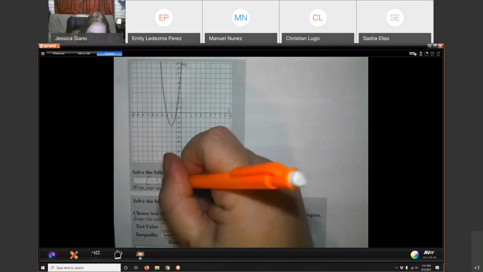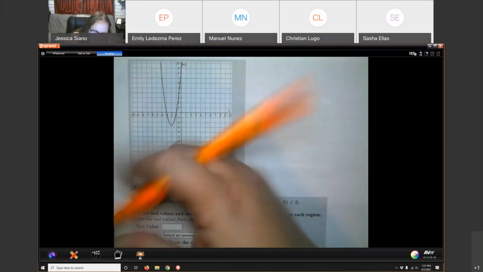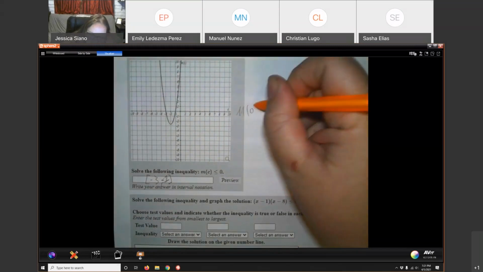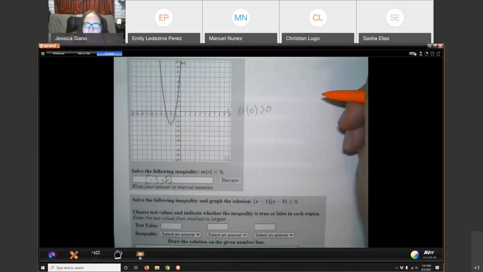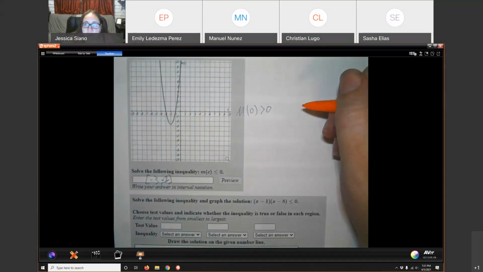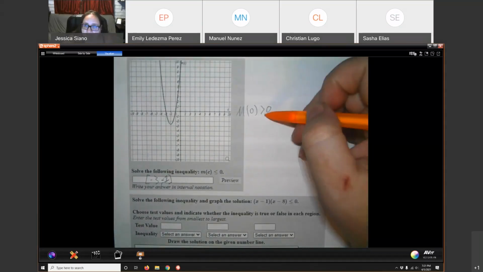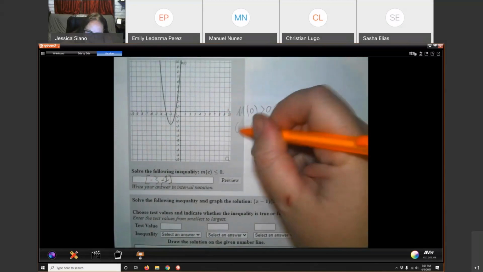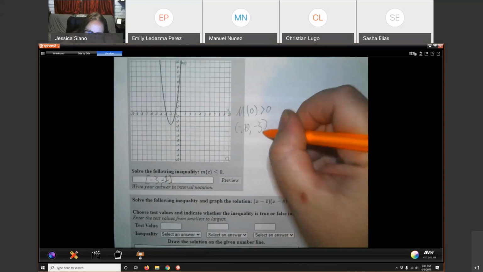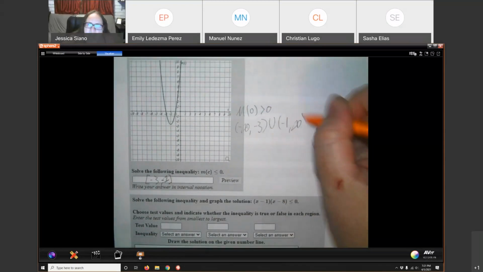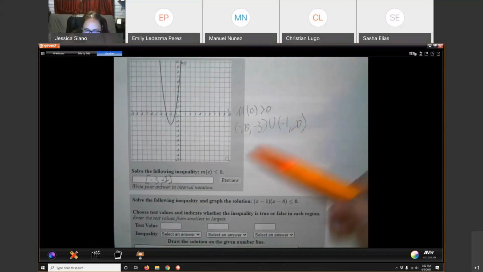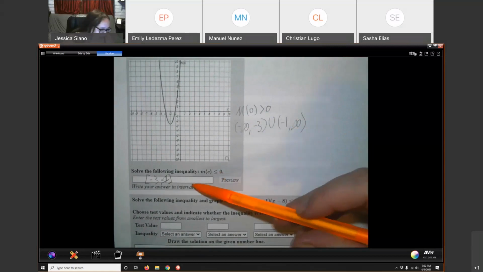-1. Between -3 and -1. Now, had they asked you where is that greater than 0, then you would have been looking for all of the places where it is above the x-axis and not on the x-axis. So this function is greater than 0 from -infinity to -3 and -1 to infinity. Notice that this did not have the or equal to, so these were both parentheses. This did have the or equal to, so these were both brackets.